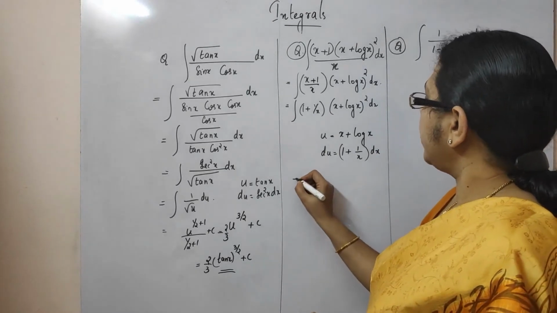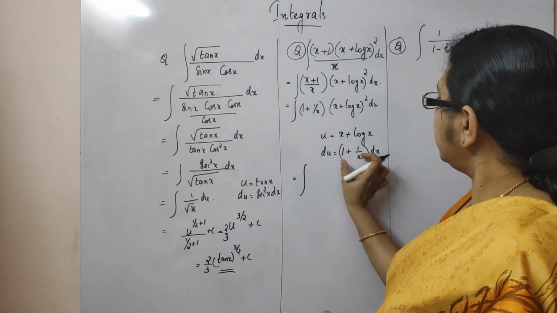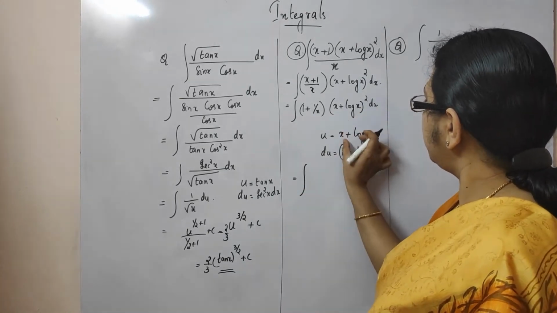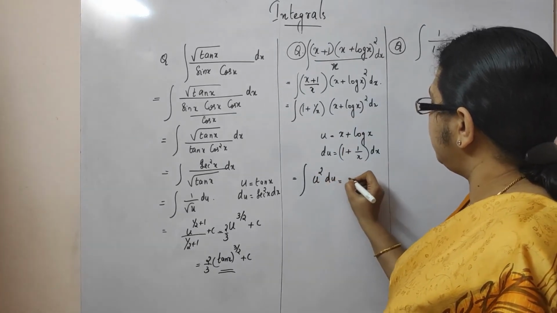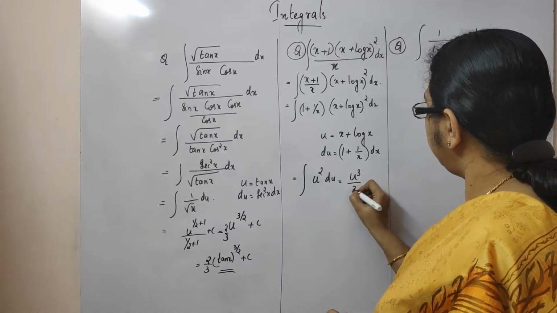Yes. So what can I write this as? This is replaced with du and this expression is now my u, that is u square into du, which gives me u cube by 3 plus c.